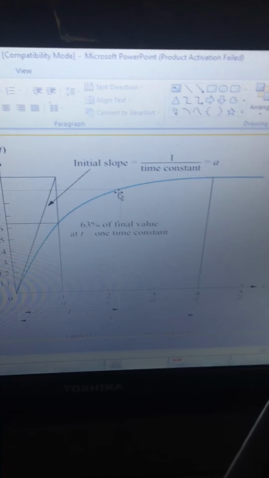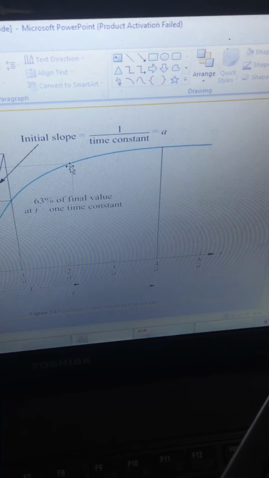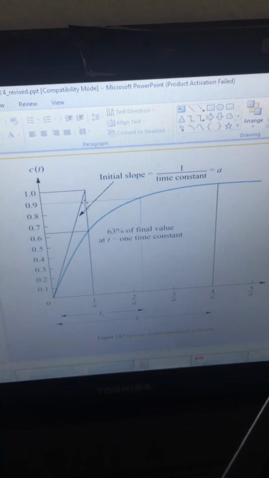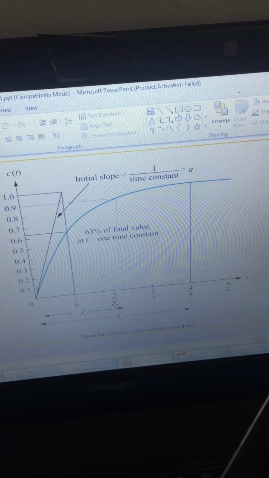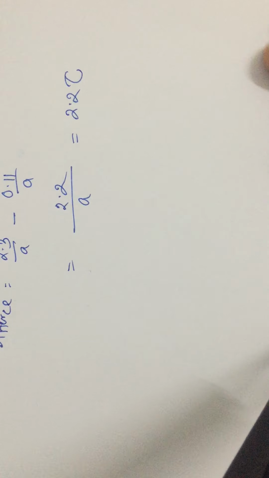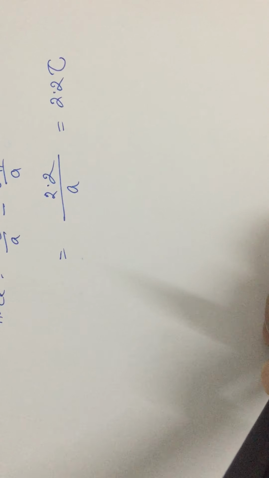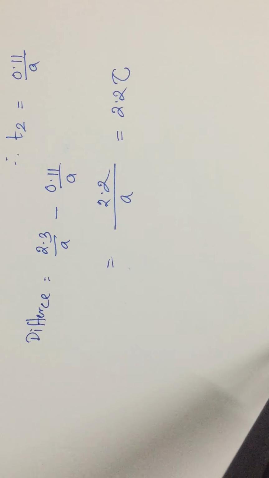It is not 63%. It is the difference between the 0.1 and 0.9, this one. You can see it is a little bit more than 2 over a, because it's 2.2 tau. This one is done. What else?